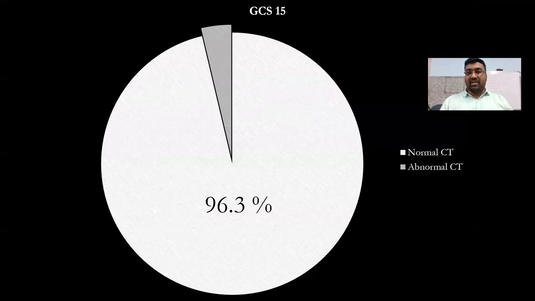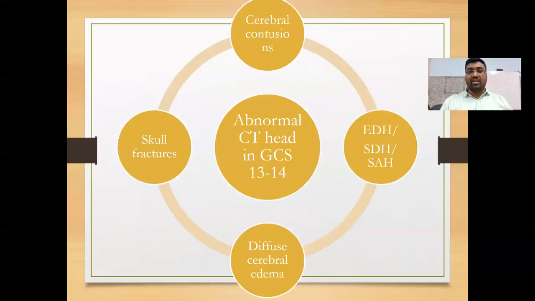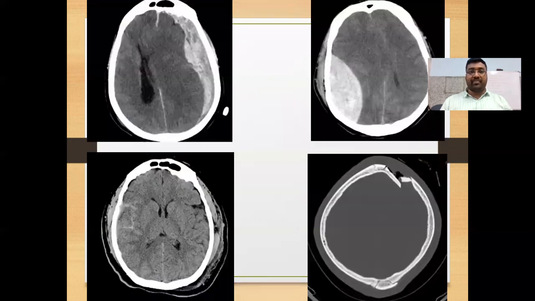In case of GCS 15, normal CT scans were observed in 96.3% of patients. In case of GCS 13 and 14, normal CT scans were observed in 58.5% of patients. Abnormal CT head in GCS 13 to 14 can be seen in some patients, and this can be seen in the form of EDH, SDH, SAH, cerebral contusions, skull fractures, or diffuse cerebral edema. This is shown in this diagram.